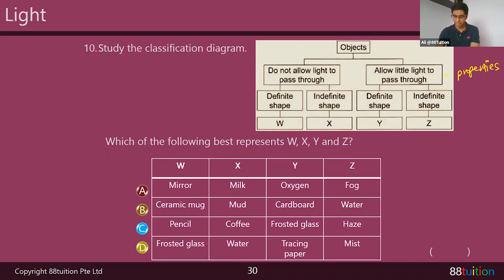So Z has two properties. They allow light to pass through and they have an indefinite shape. Y has a definite shape. Okay, on the left for W.